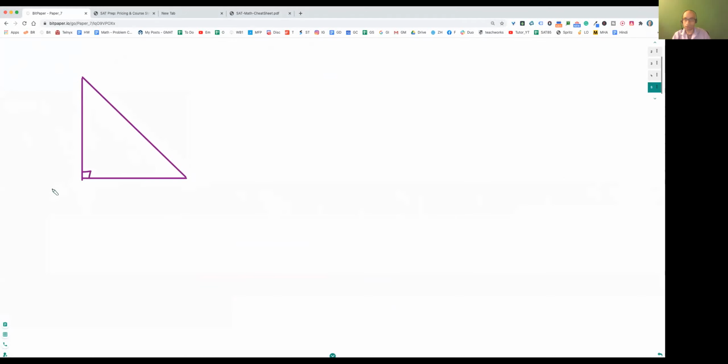Suppose this is a 90-degree triangle, and you are given that this is 45 degrees and this is 45 degrees. Of course, because it's 45 and 45, remember what I said? The angles are the same, so the sides are the same. These two sides are the same.